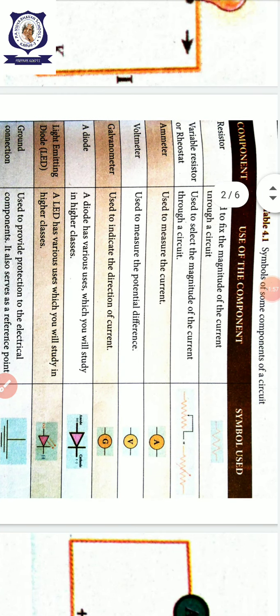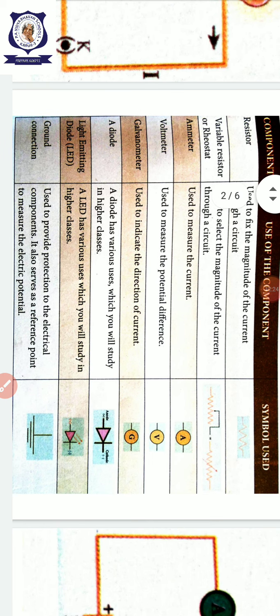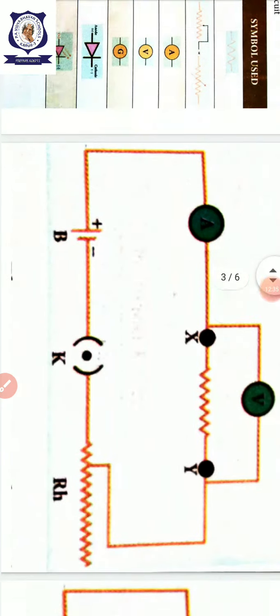Once again I repeat: resistor, the zigzag is a fixed one. Then variable resistor, which should have an arrow mark. Ammeter, symbol A. Voltmeter, symbol V. Galvanometer, symbol G. Ammeter is used to measure the current. Voltmeter is used to measure the potential difference, and galvanometer is used to indicate the direction of current. Then a diode, light emitting diode, that is LED. Then ground connection. These are some components involved in the circuit and their symbols. Is it clear now?